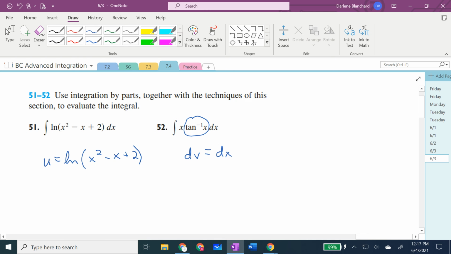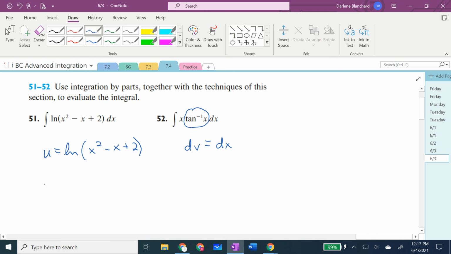Now, the u gets differentiated. When I differentiate, I'm looking at the natural log of bleh, and I chain rule. The derivative of natural log of bleh is 1 over bleh. Shove the baby in, multiply by the derivative of the baby, and you have differentiated, but don't forget to multiply by the differential dx.